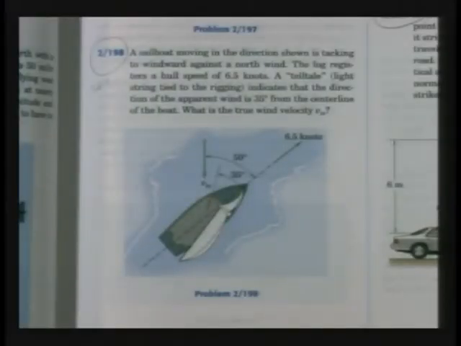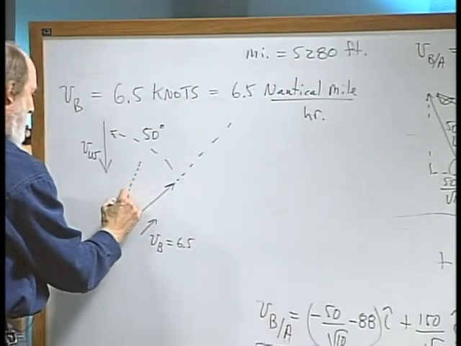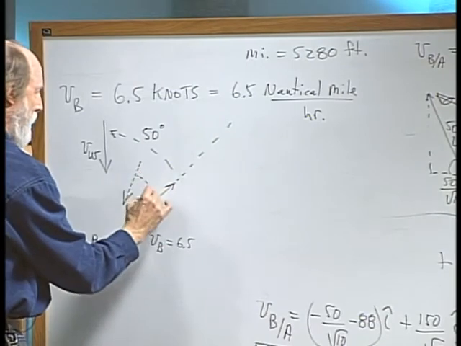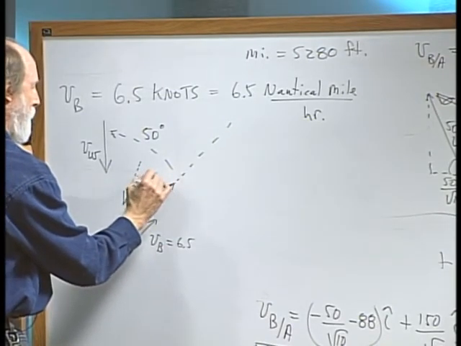You can derive it easily enough, since the wind is coming out of the north. They also show us the apparent wind. They tell us that the apparent wind is coming at 35 degrees from the center line of the boat, as shown. So the apparent wind is coming in this way at 35 degrees.